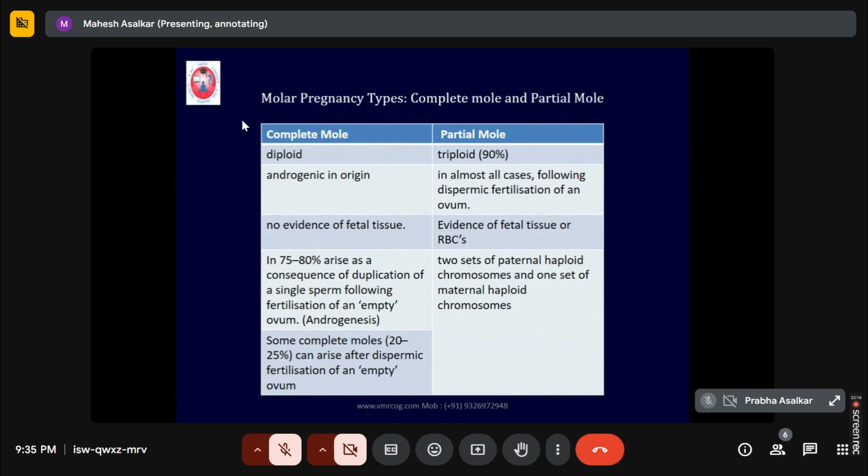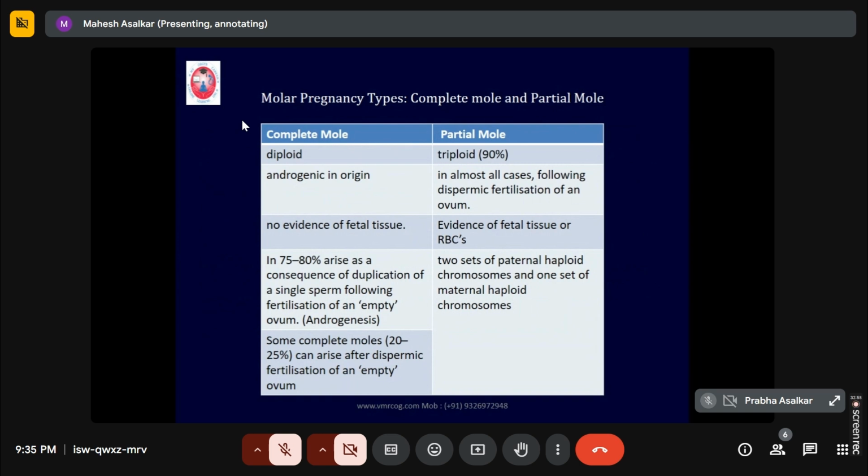Now let's see the difference between the molar pregnancies. We have a complete mole and partial mole. Here again SBAs are asked: a complete mole is diploid, while partial mole is triploid in 90% of cases. Complete mole is androgenic in origin. There is no evidence of fetal tissue in complete mole. In 75 to 80% of cases, it arises as a consequence of duplication of a single sperm following fertilization of an empty ovum. The phenomenon is called androgenesis. So you have an empty ovum which is fertilized by the sperm, and that sperm gets duplicated.